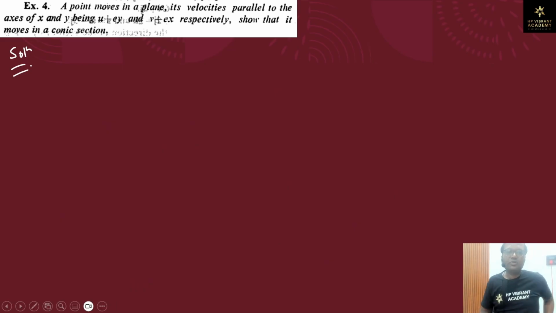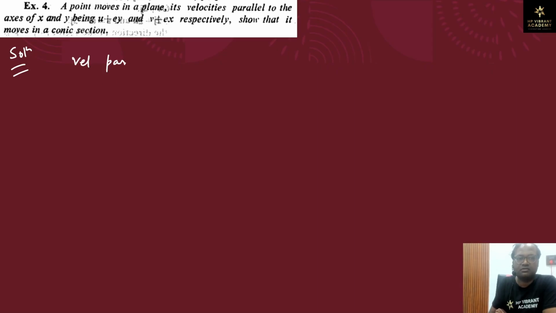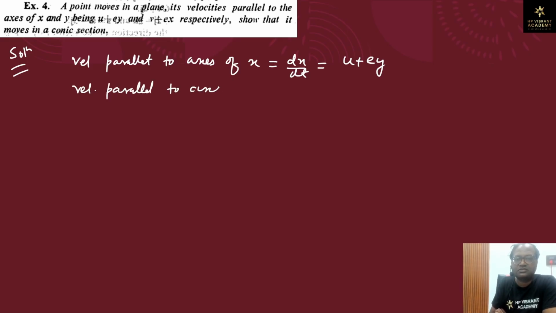What is given in the question? A point moves in a plane, its velocity parallel to the axis of x and y being u plus ey and v plus ex respectively. Show that it moves in a conic section. So velocity parallel to axis of x is dx upon dt, which is equal to u plus ey, and velocity parallel to axis of y is dy upon dt, which is equal to v plus ex. This is equation 1 and this is equation 2.